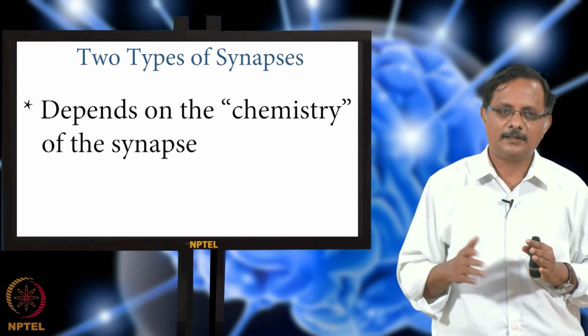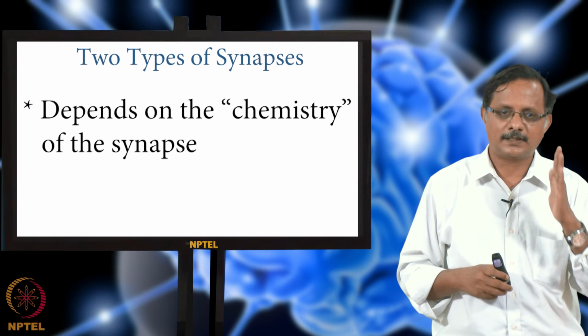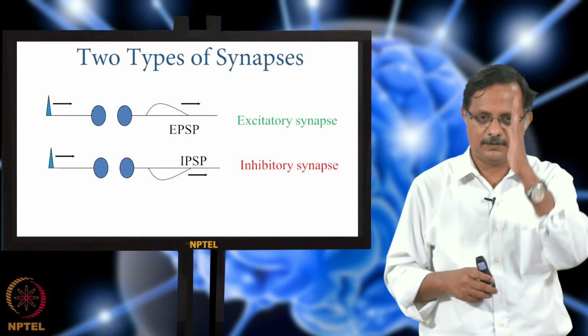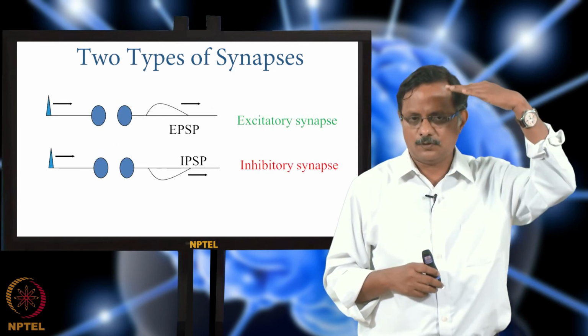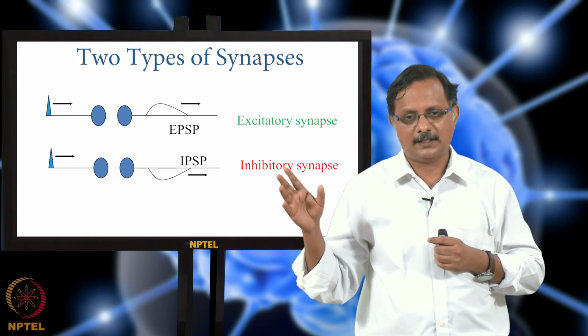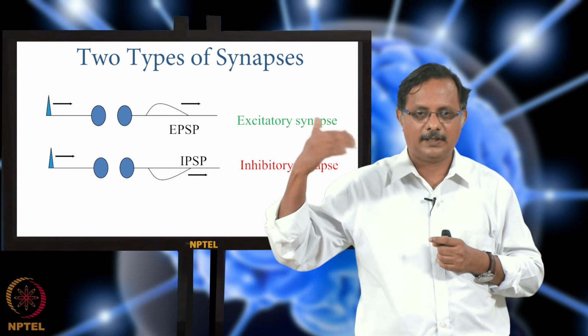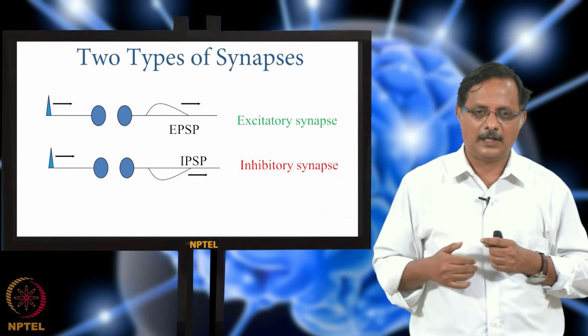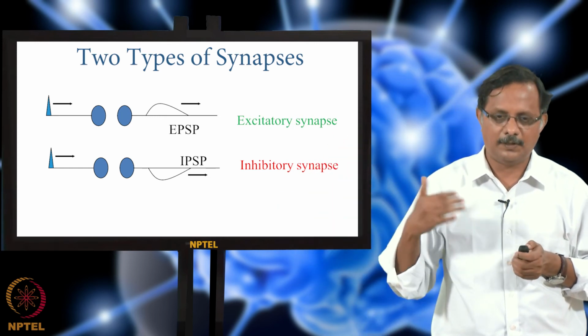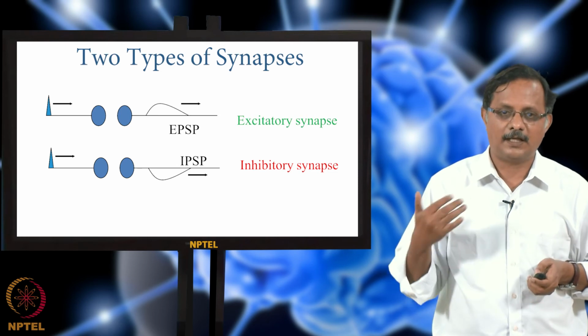So, please remember that the signal on the presynaptic side is always the same, the action potential is always positive, it is an upward deviation from the baseline voltage. But on the postsynaptic side things are different, the PSP can be positive or negative, it can be an EPSP or an IPSP. So, in case of an excitatory synapse you have an EPSP, and in case of an inhibitory synapse you have an IPSP.